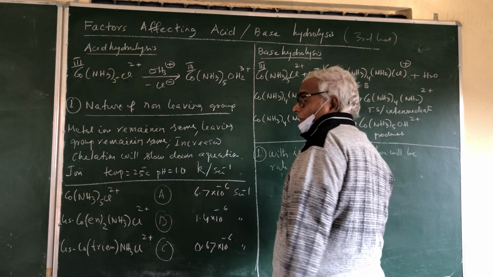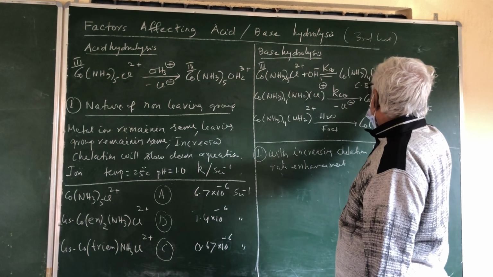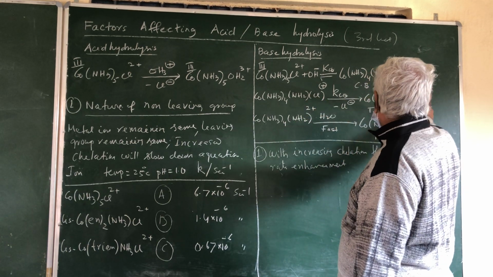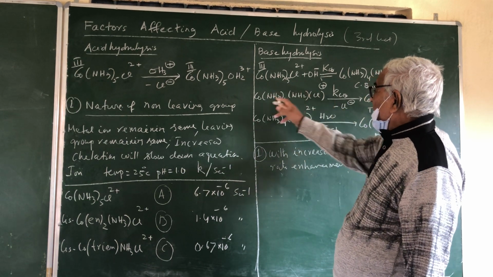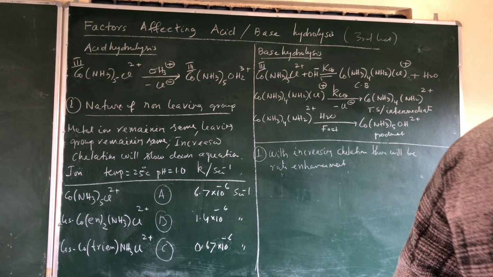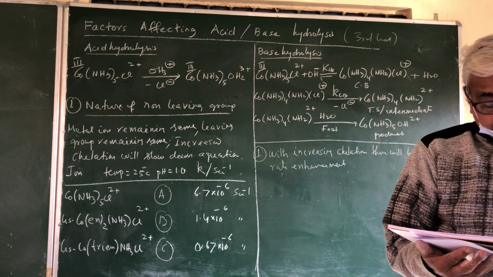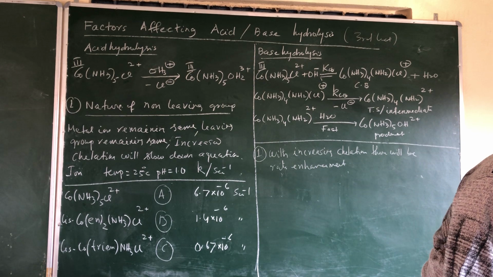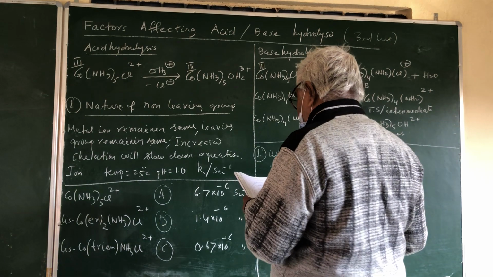In base hydrolysis, the reverse is the situation, because the first step is formation of the conjugate base. So from the conjugate base, the leaving group is repelled, the leaving group is lost. So if the chelation is increased, breaking of the leaving group becomes easier. But what is the supporting data? Look at the base hydrolysis of this and this.